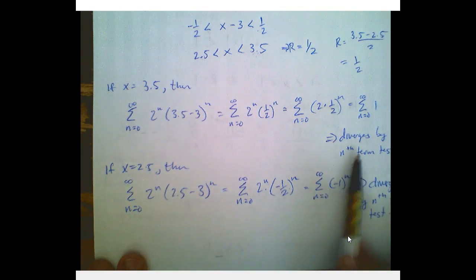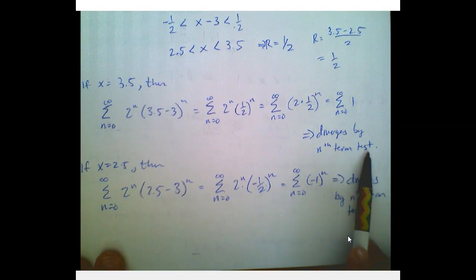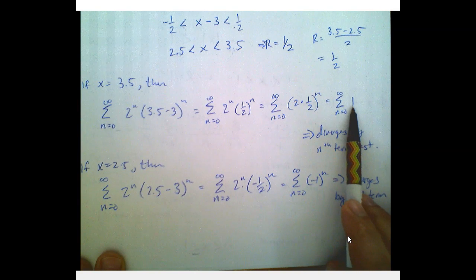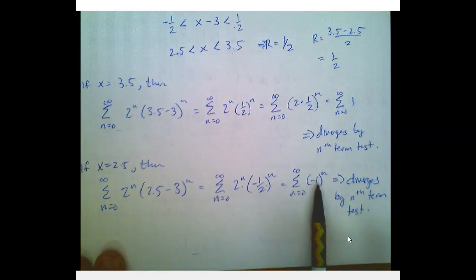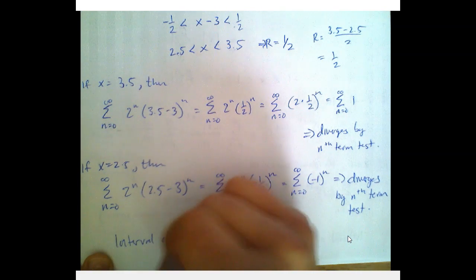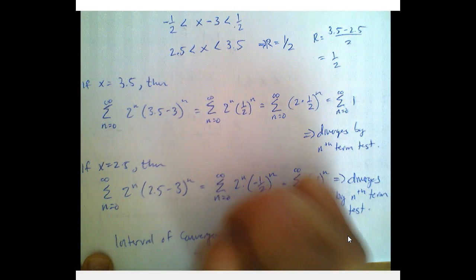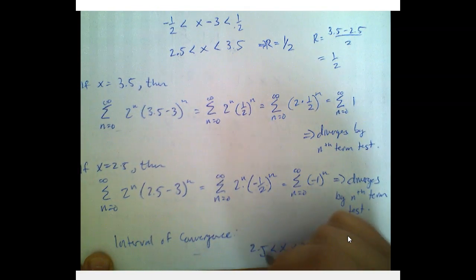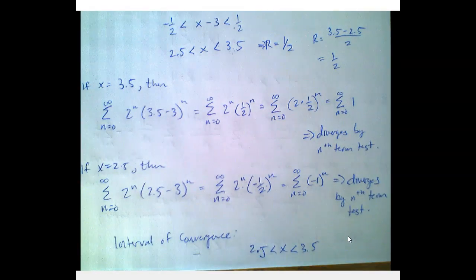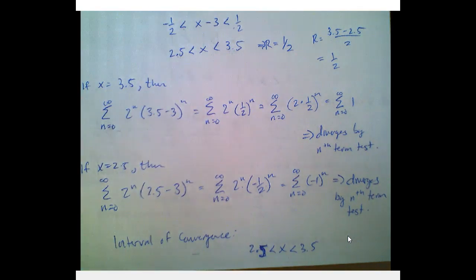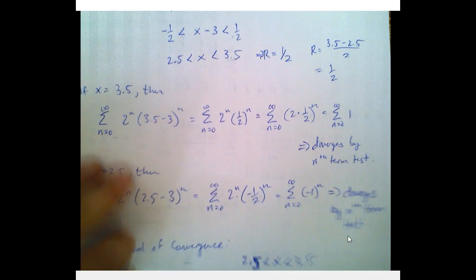Notice that I am referencing the test that I am using. It's important to do that. You can't just say diverges. This is the reason why, right? We have checked the limit as n goes to infinity. In this case, it's non-zero. In this case, it is non-existent, so we have divergence in both cases. Therefore, the interval of convergence is 2.5 to 3.5. It does not converge at either of those values.